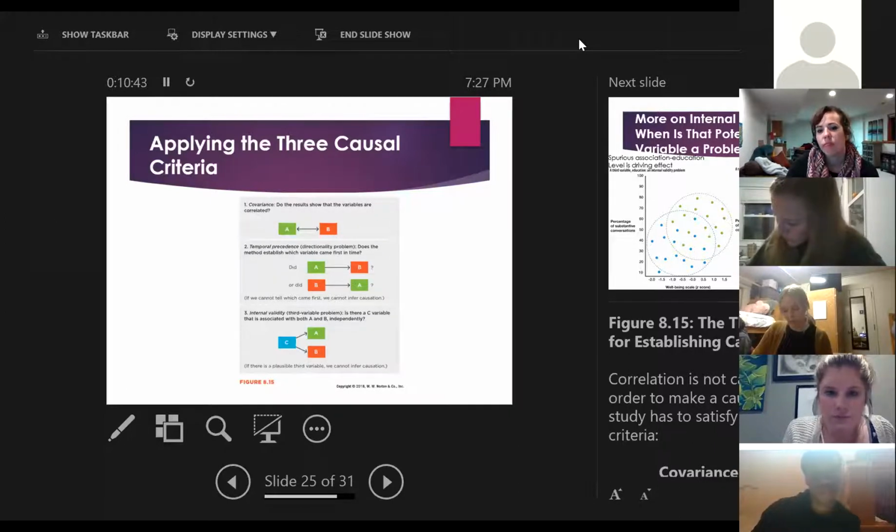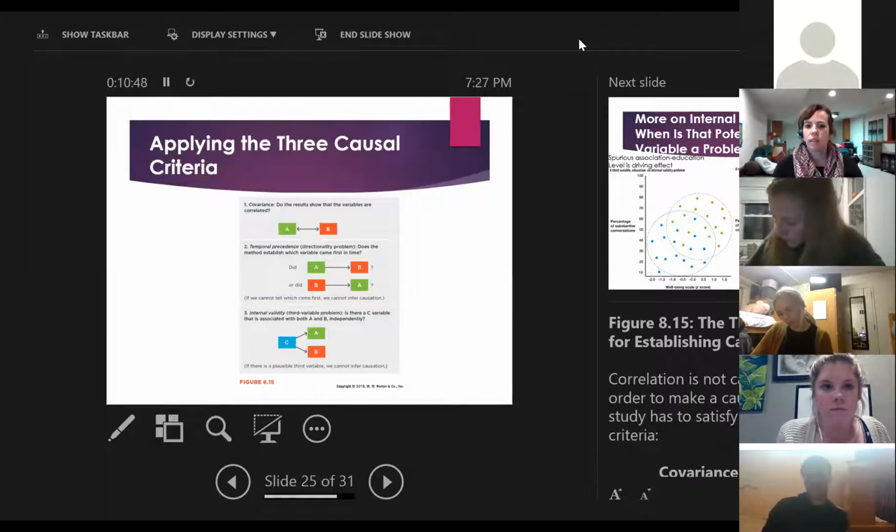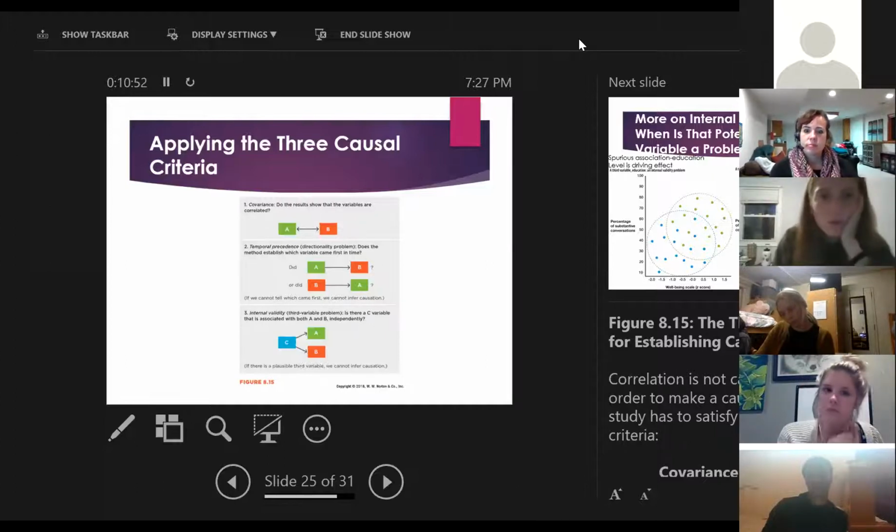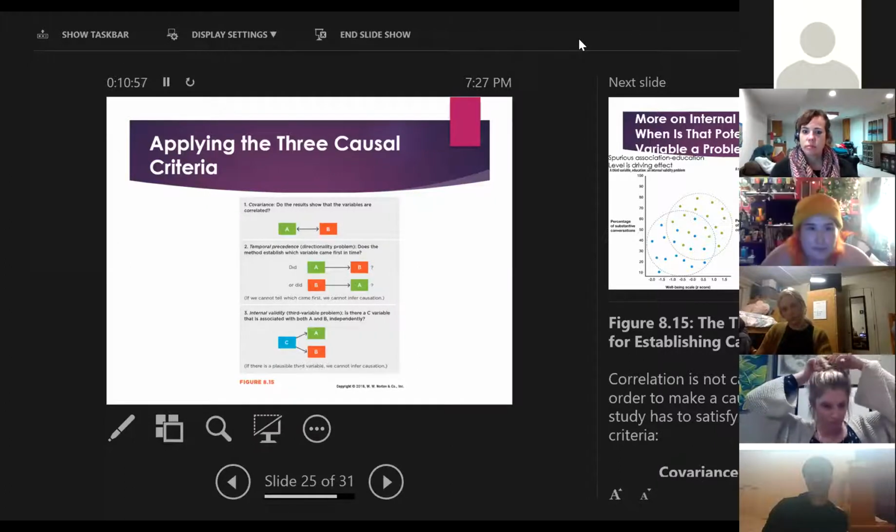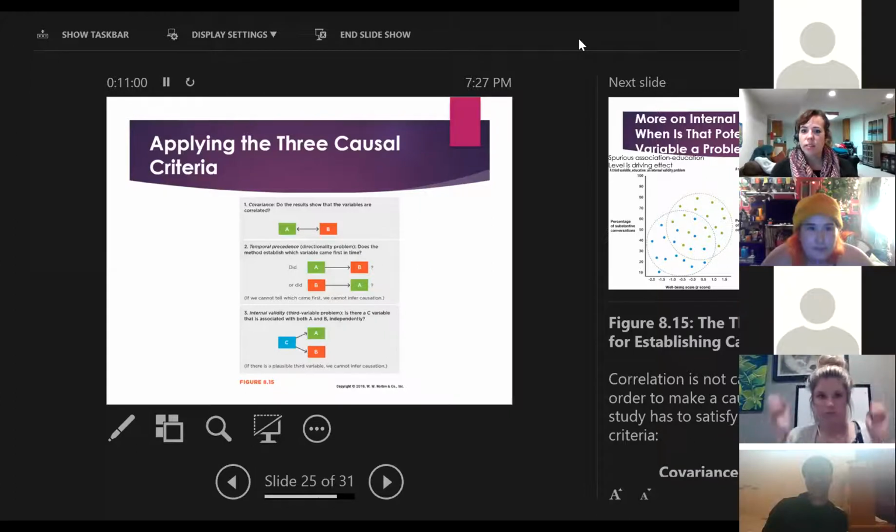What do we think? High school GPA and SAT scores. The high school GPA would probably come before the test score. Yeah, absolutely. So your high school GPA, for college tests, would likely come first, right? Or if you did it with SAT scores and college GPA, then SAT scores would come first.